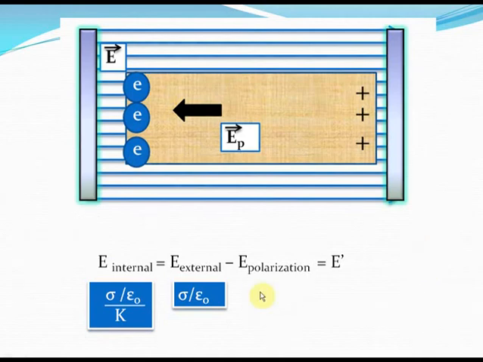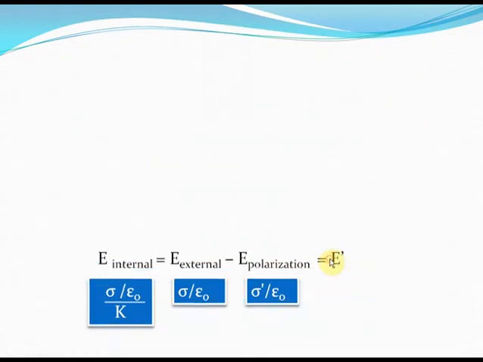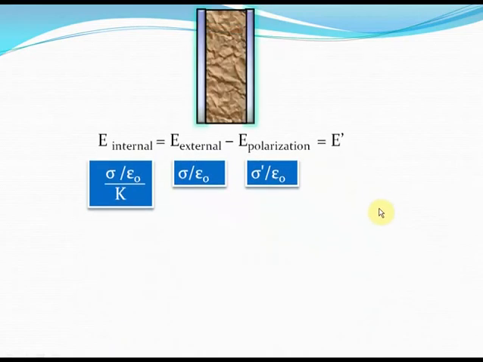And therefore, E polarization can be represented as sigma dash by epsilon naught. Sigma dash here represents the induced charge density on the dielectric, just as sigma represents the charge density on the capacitor plates. We can calculate the value of sigma dash by using this equation. Our aim in learning about all these induced charges and polarization is to basically calculate the net induced charge density on the dielectric surfaces, or the net induced charges on the dielectric surfaces.